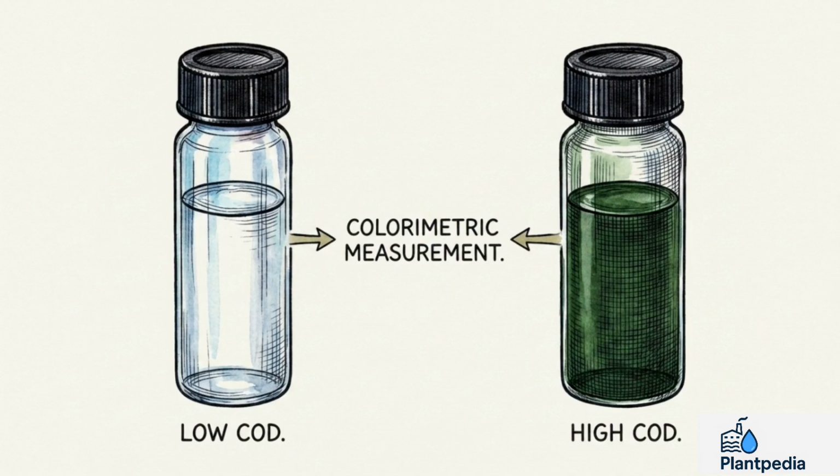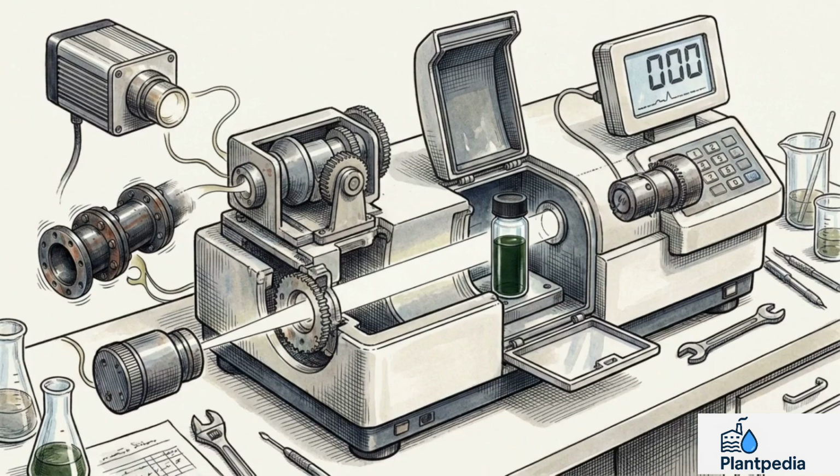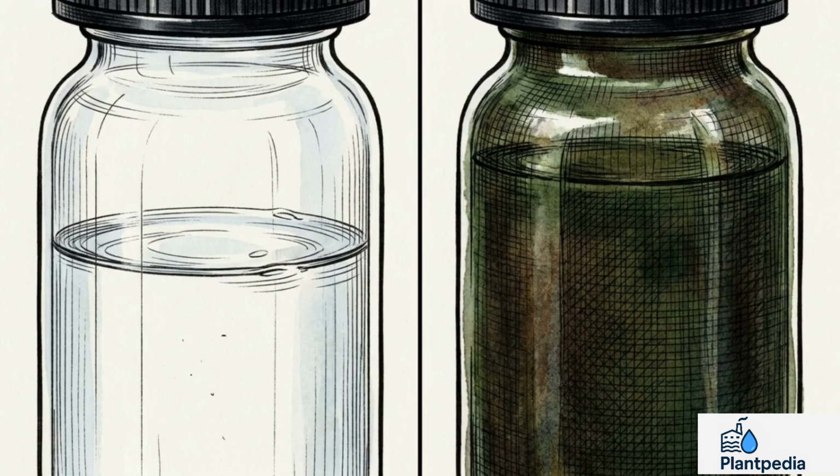Look at this side-by-side comparison of 2 laboratory vials to see the colorimetric measurement method. Using a spectrophotometer, you can determine the concentration based on hue. The highly transparent liquid shows clean water, while that dark, opaque green mathematically correlates to a dangerously high COD level.